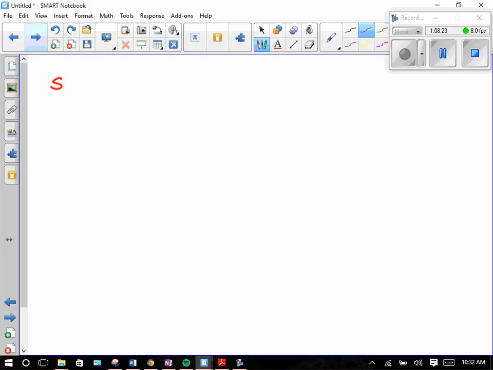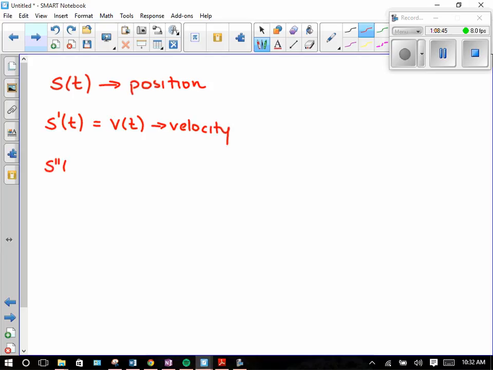You have S of t, position. S prime of t is equal to v of t, which is velocity. And then S double prime of t is equal to v prime of t, is equal to a of t, is equal to acceleration.